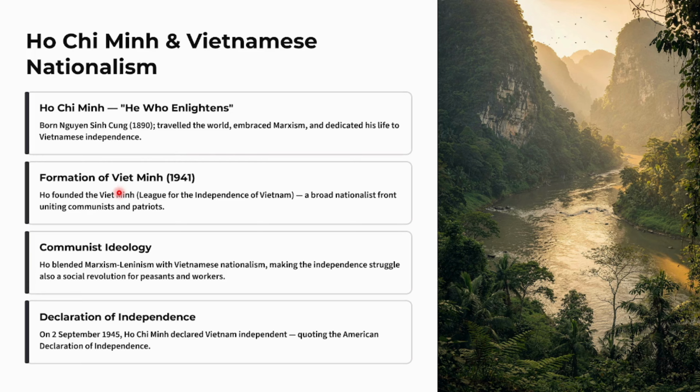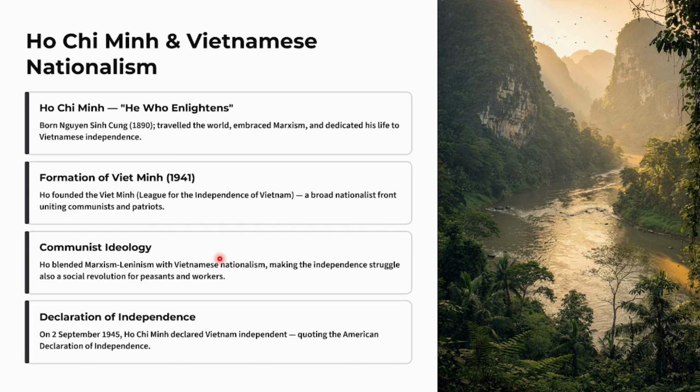So formation of the Viet Minh, 1941. Who founded the Viet Minh? That means League for the Independence of Vietnam. So a broad nationalist front uniting communists and patriots.